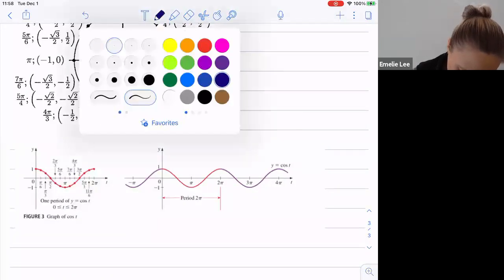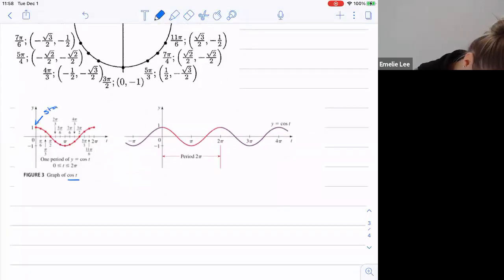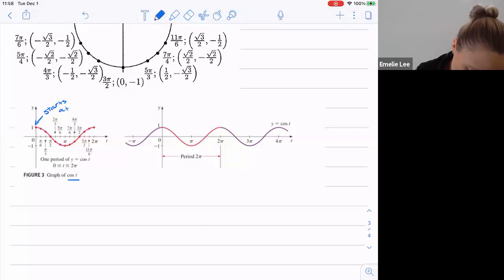Sorry, I said sine, but I meant cosine. So here the cosine starts at 1, right? Instead of 0, 0, it starts at 0, 1. Starts at y equals 1.